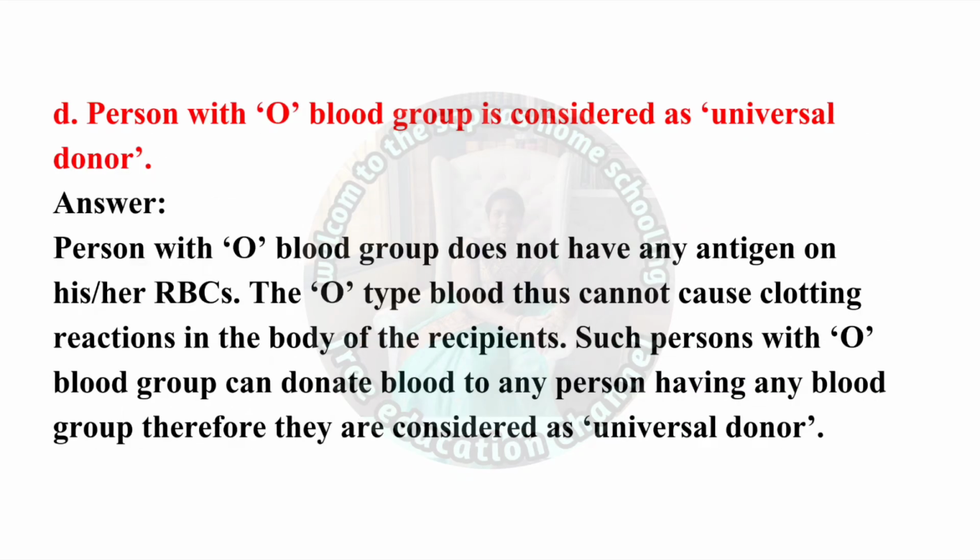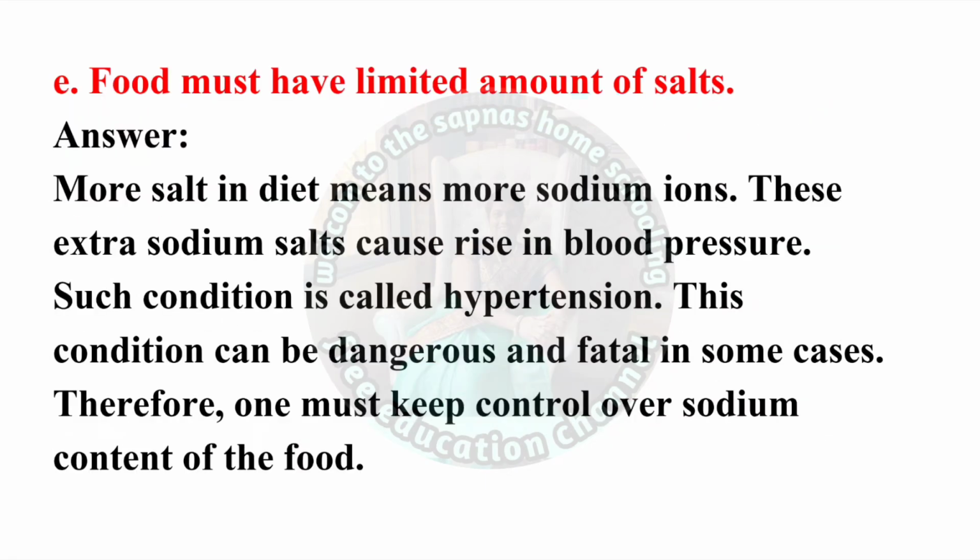D. The person with O blood group is considered as universal donor. Answer: person with O blood group does not have any antigen on his or her RBCs. The O type blood thus cannot cause clotting reactions in the body of the recipient. Such person with O blood group can donate blood to any person having any blood group. Therefore, they are considered as universal donor.